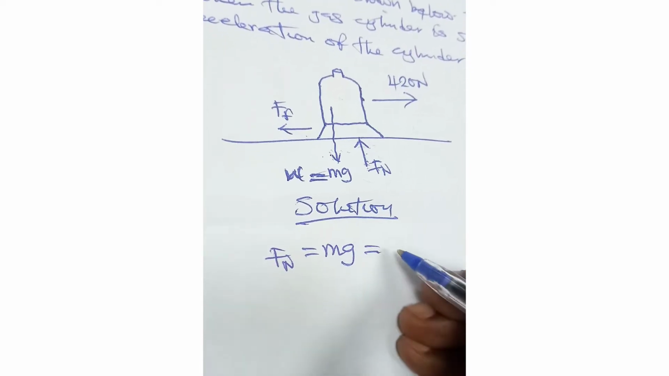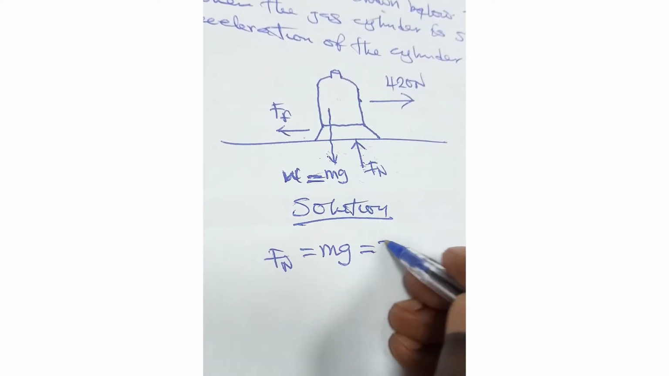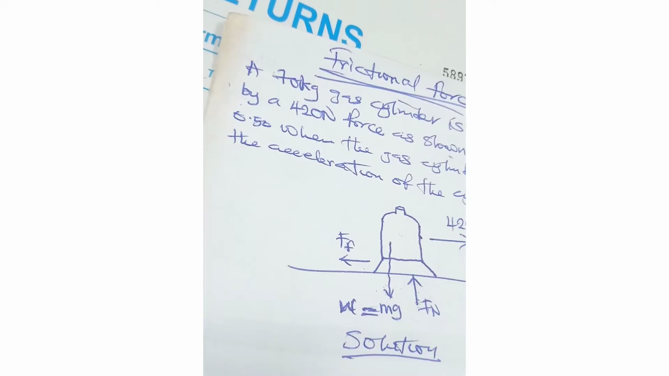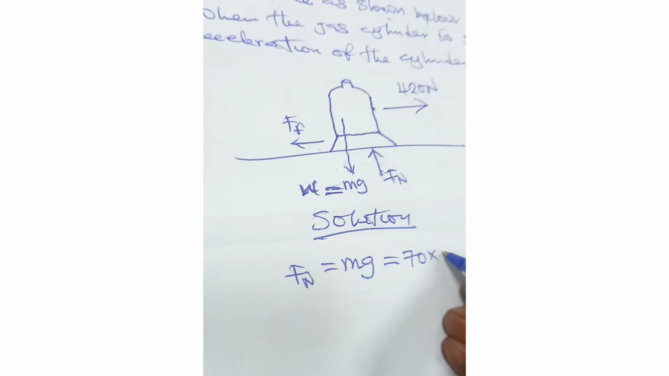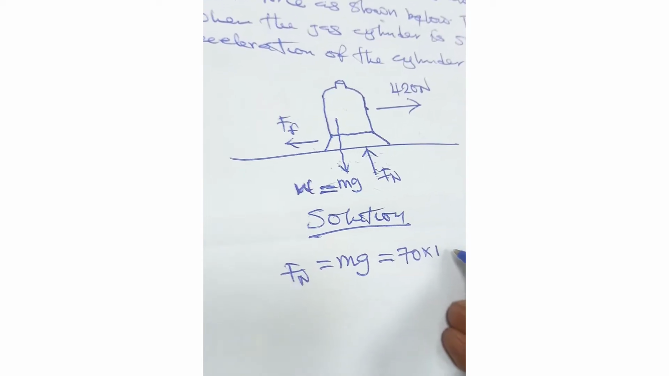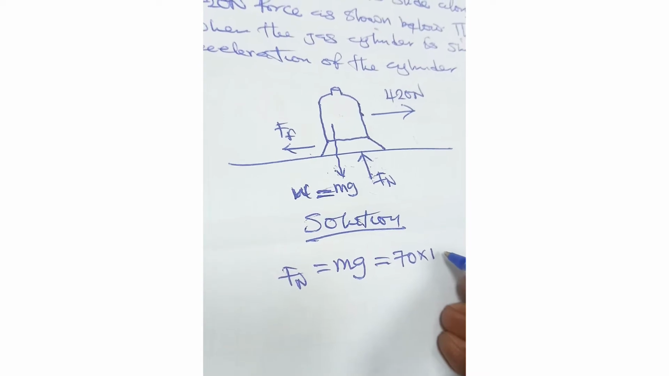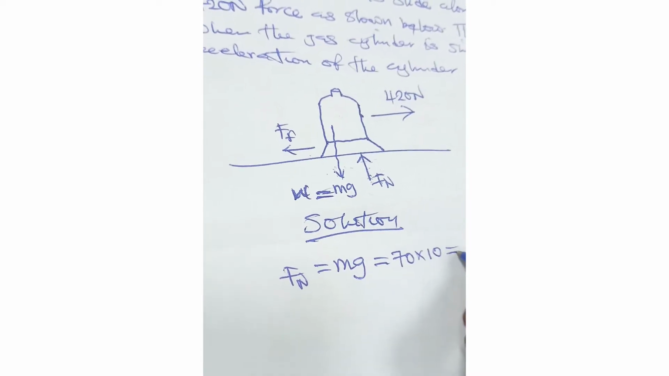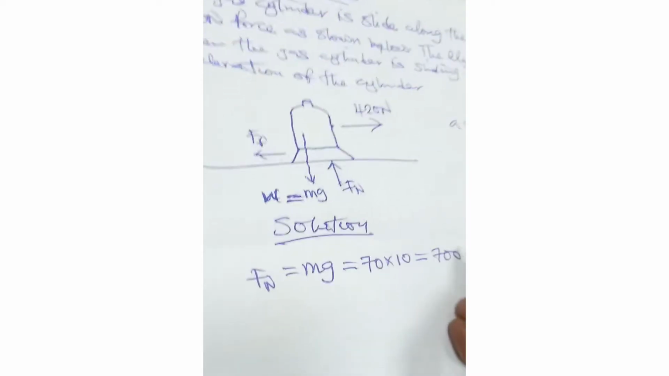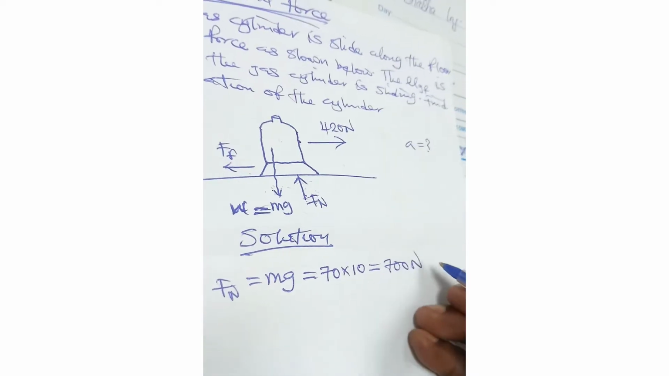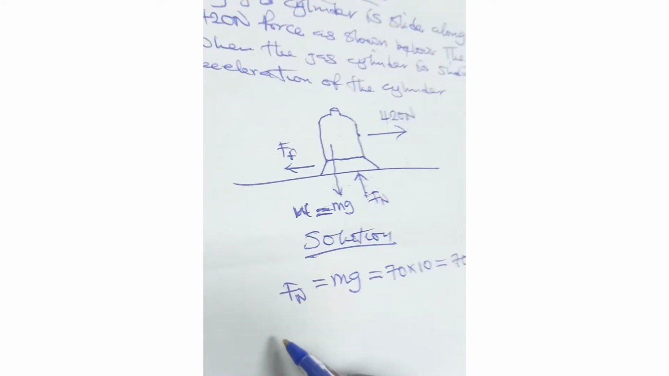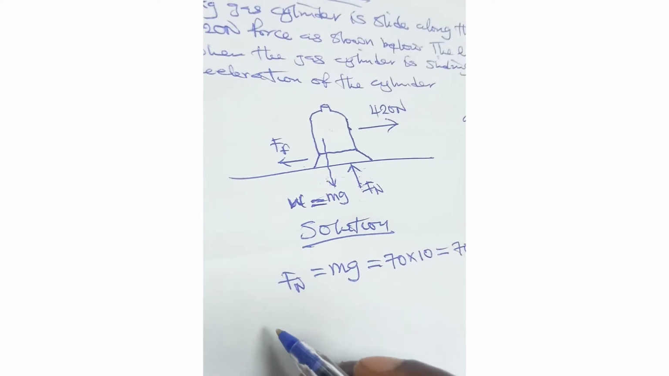That means, what's our m? It is given in the question to be 70 kg times our g. Let's say our g is 10. You can use 9.81 meter per second square, but let's use 10. So we have this to be 700 Newton. So our normal reaction now is 700 Newton.